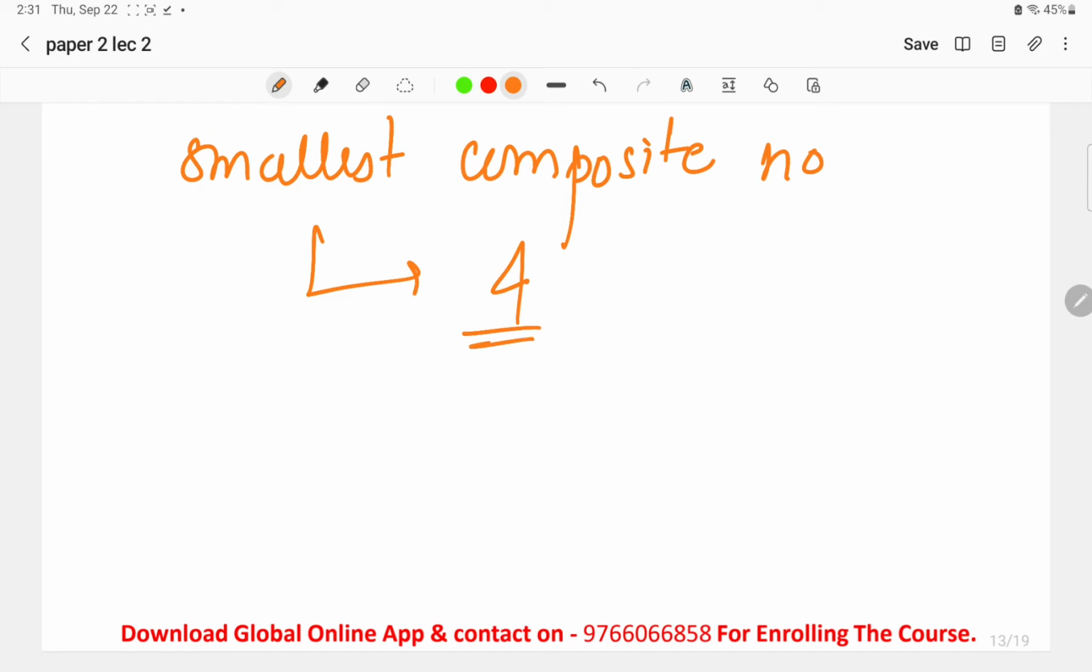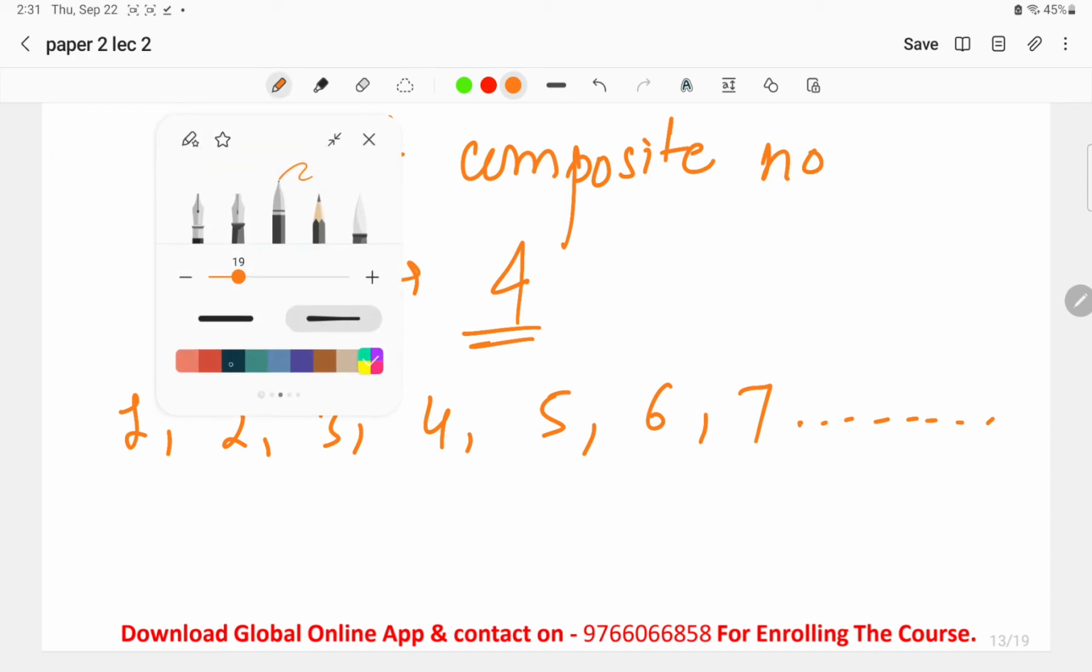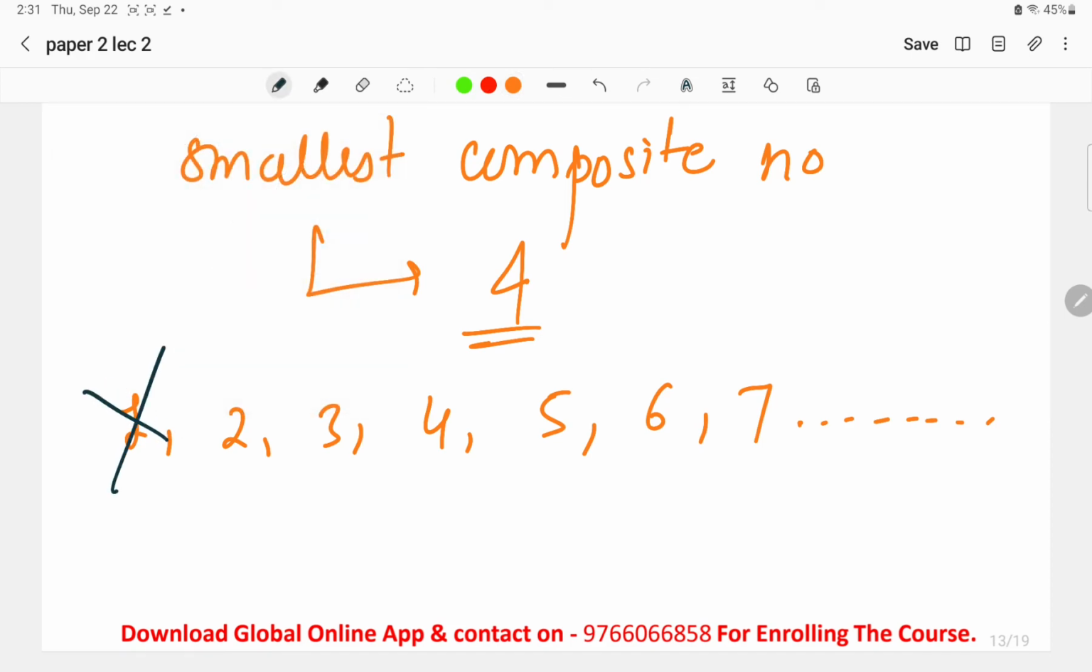Okay, so if we see 1, 2, 3, 4, 5, 6, 7 and so on, 1 is not the prime number nor is it composite because it is having a single factor. 2 is the prime number, 3 is also the prime number. Now 4 is the topic of discussion. This is the composite number as it is having more than 2 factors. 5, we will discuss in detail because 5 is again a prime number.